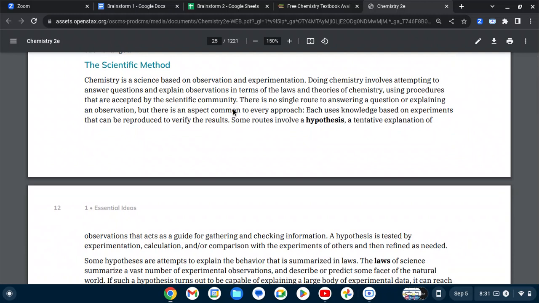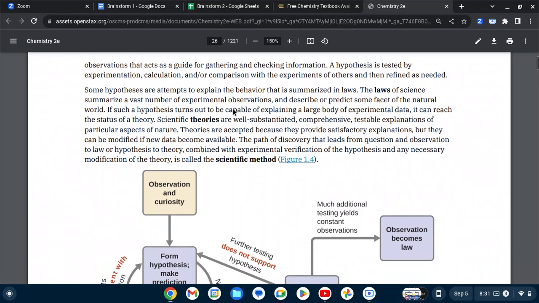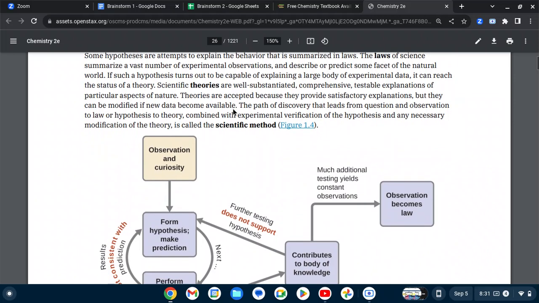Some routes involve a hypothesis, a tentative explanation of observations that acts as a guide for gathering and checking information. A hypothesis is tested by experimentation, calculation, and/or comparison with the experiments of others and then refined as needed. Some hypotheses are attempts to explain the behavior that is summarized in laws. The laws of science summarize a vast number of experimental observations and describe or predict some facet of the natural world. If such a hypothesis turns out to be capable of explaining a large body of experimental data, it can reach the status of a theory.